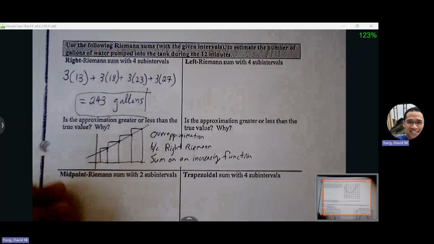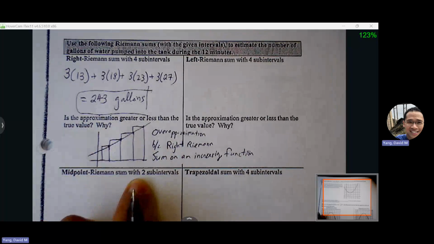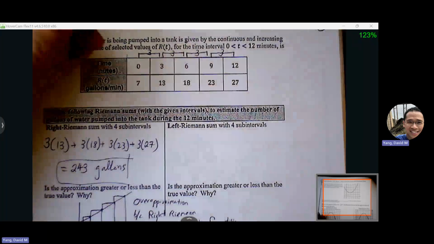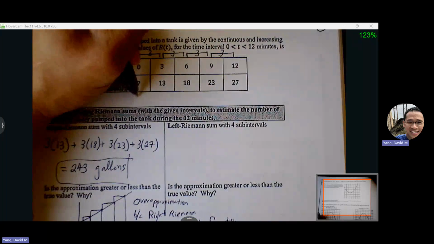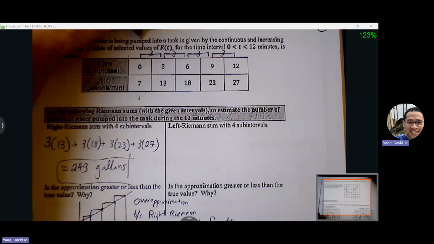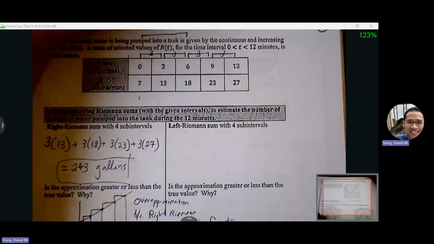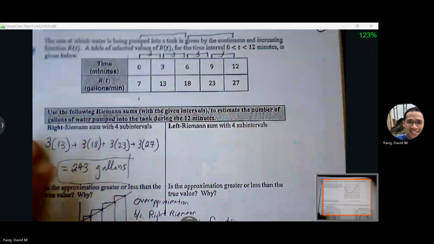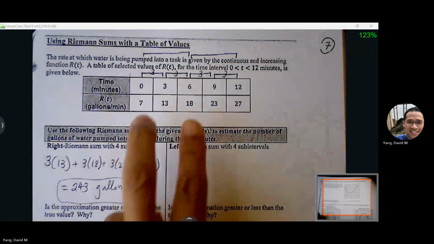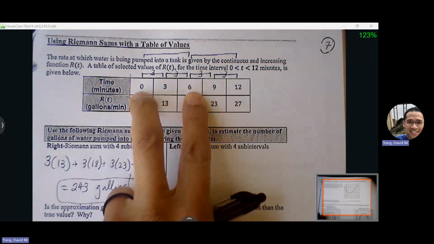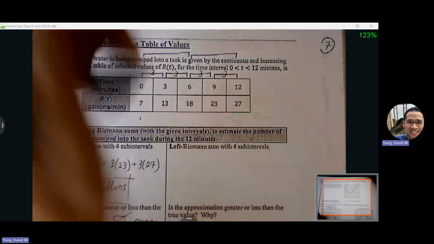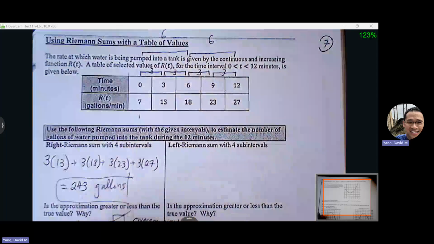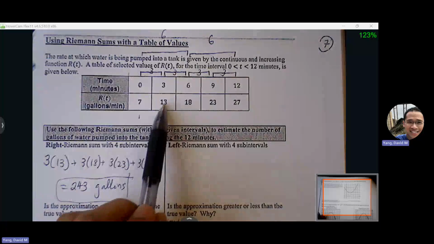Let me do a midpoint with you. So midpoint Riemann sum with 2 subintervals. So now we want to go from 0 to 6, and then the second interval is from 6 to 12. What's the width of my first rectangle here? 6. Second rectangle, also 6. And then the height, you're going to choose the middle height.